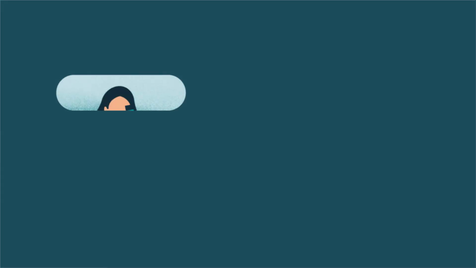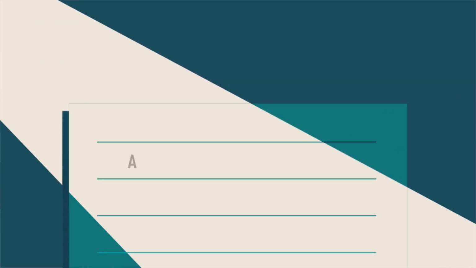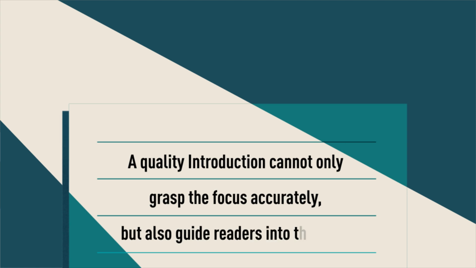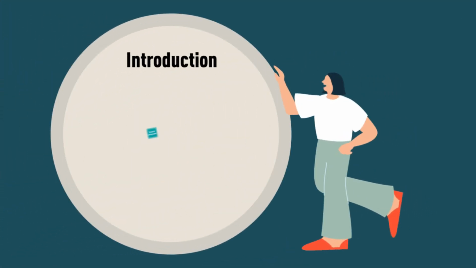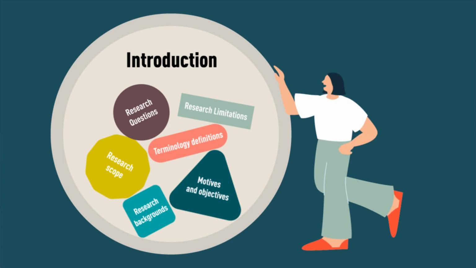The introduction section is a key to building the first impression of a thesis. A quality introduction can not only grasp the focus accurately, but also guide readers into the topic. The introduction section commonly includes research backgrounds, motives and objectives, research scope, and terminology definitions.